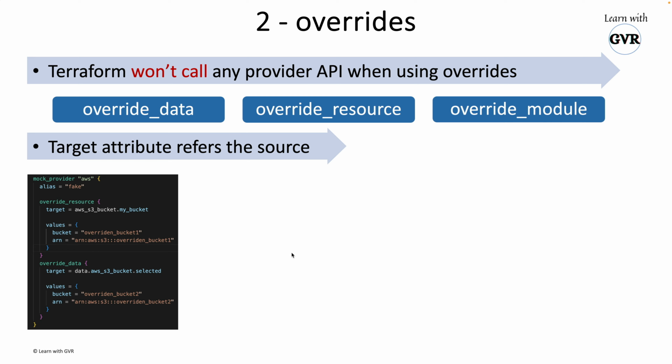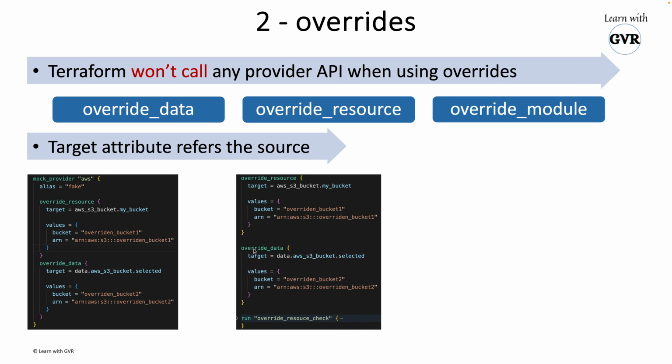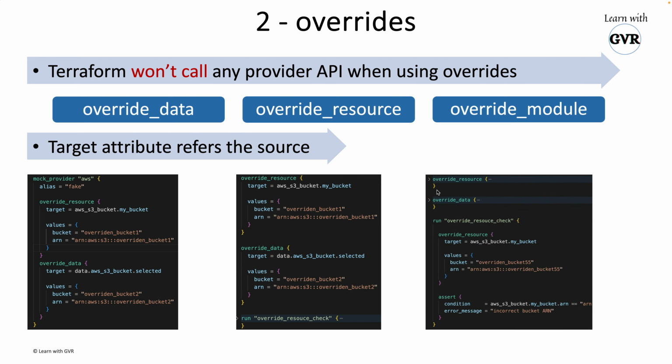Now second, override resource and override data can be used at the root level as well. Here this is a Terraform test file with a run block, and override resources can be outside the mock provider also, remember? This is inside the mock provider, and here outside, at the root level, so that you can use these values for all the test cases. Even with override resources at the root level, you can still re-override in the run blocks as well.